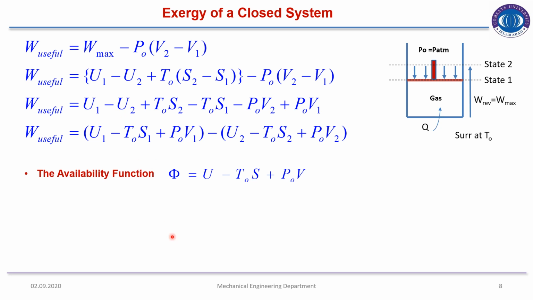So now we will introduce a function represented with the symbol phi, that is known as the availability function. The availability function, represented with the symbol phi, is equal to u minus T naught s plus P naught v. So the sum of all these terms is equal to the availability function. So W useful is the availability function for state 1 minus the availability function for state 2.